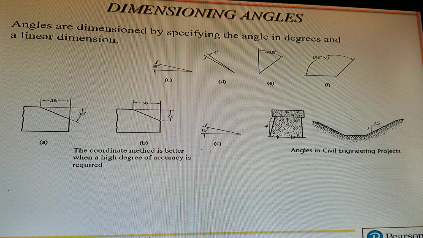Over on the right hand side, you have an example of a civil engineering project. That thing on the left there is concrete. That's the section symbol for concrete. And on the right there, those are the section symbols for earth and earthwork. And then you have above there C and D and E and F. Those are ways of putting dimensions on an angle.